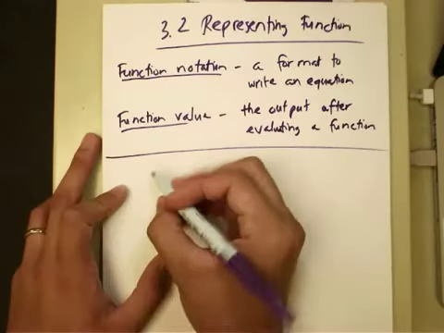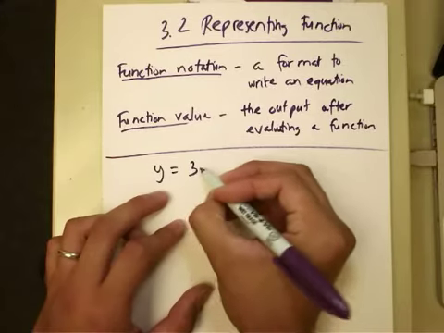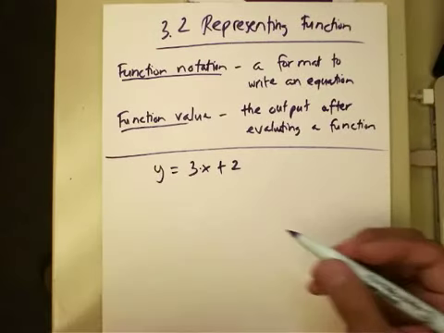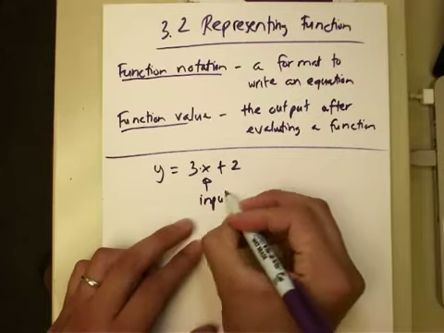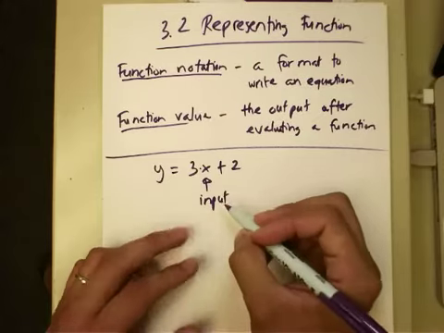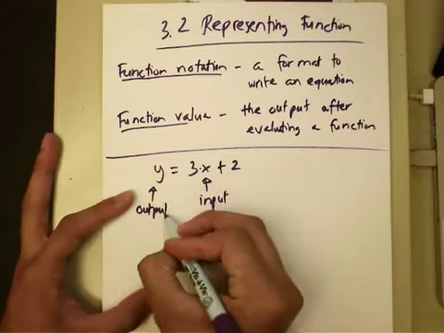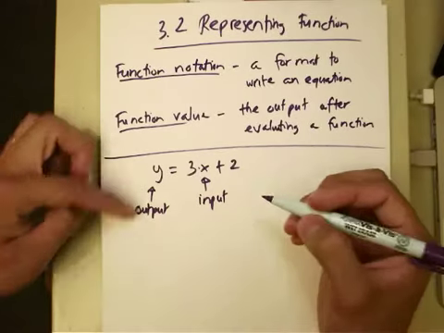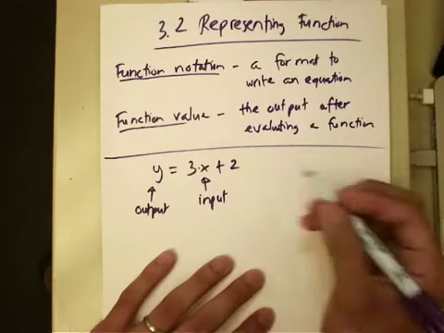We used to represent an equation in this format: y equals, for example, 3 times x plus 2. I typically tell you that x is what you input, and you need x to solve for y, so therefore y is your output. We can also call x the independent variable and y the dependent variable, because y depends on x to get its value.